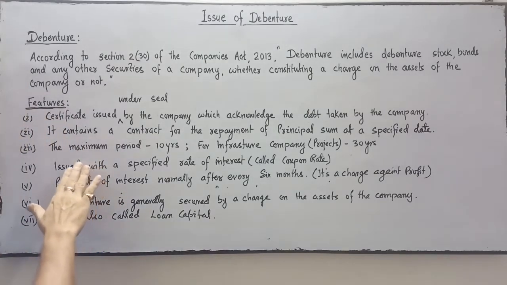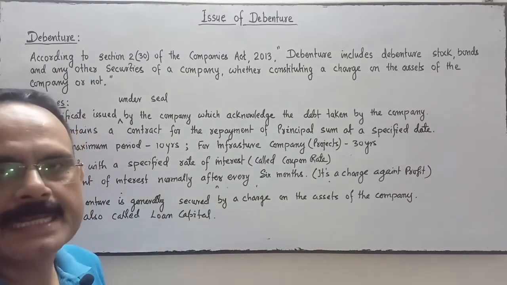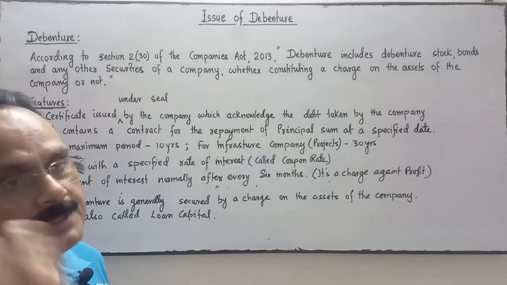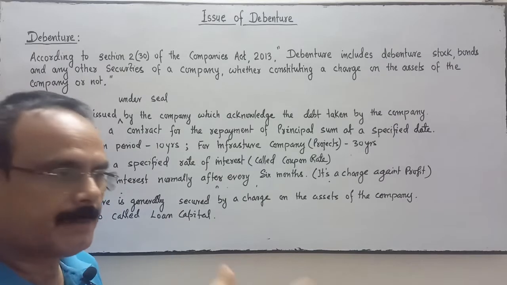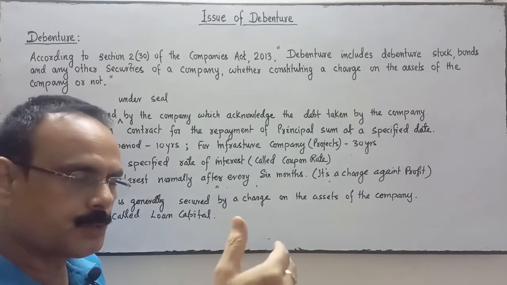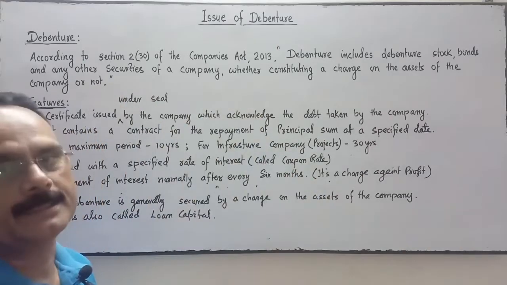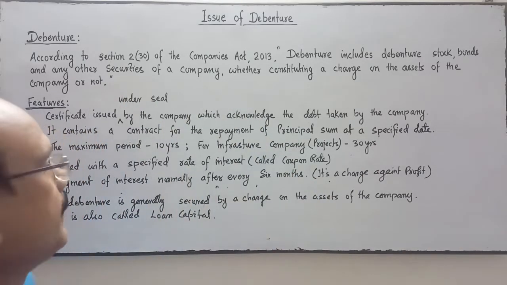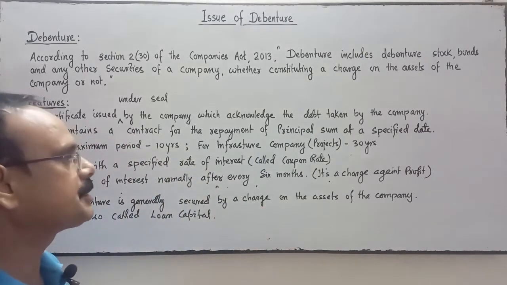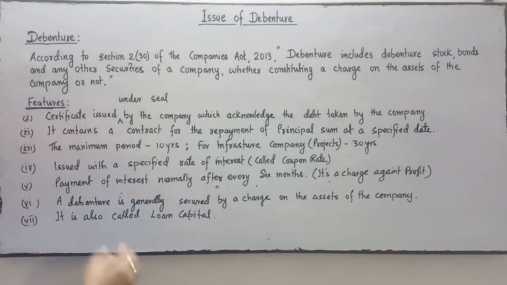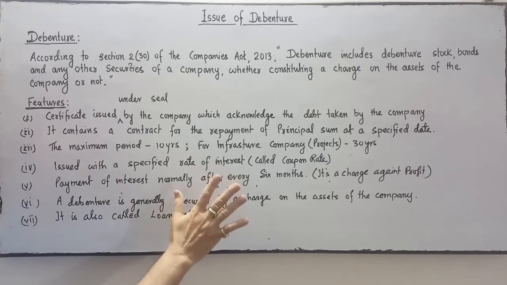The maximum period of issue is 10 years for a general company. For a normal company it's 10 years, but for an infrastructure company the maximum period is 30 years. An infrastructure company may issue the debenture for more than 10 years, but it should not exceed 30 years. Next is payment of interest, normally after every 6 months, and the debenture is issued with a specified rate of interest.